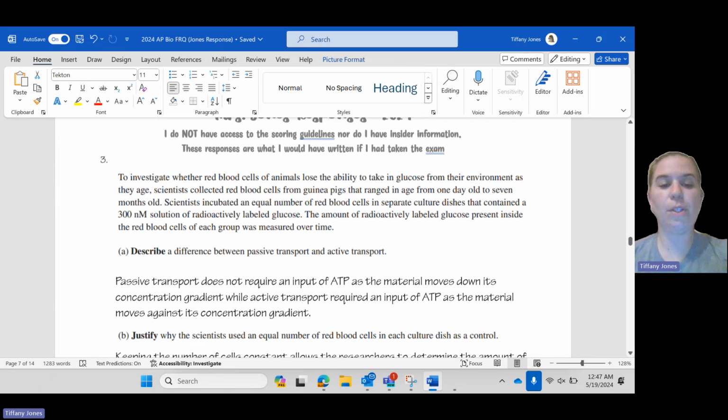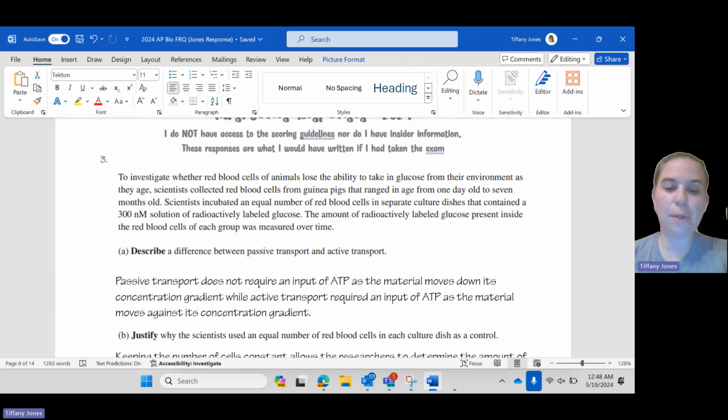Number 3, we want to investigate red blood cells and their ability to take in glucose from their environment as they age. And so they use different ones. They had a day 1 versus a 7-month-old, and then they used radioactively labeled glucose to compare them.